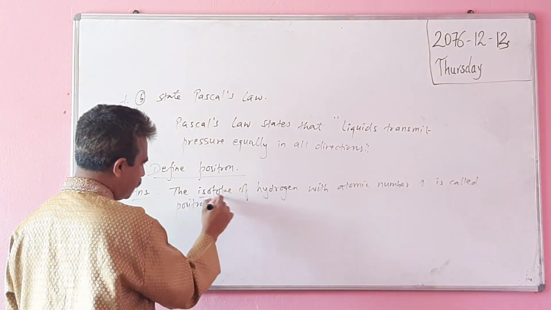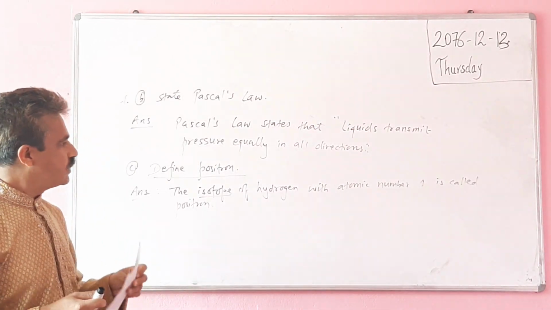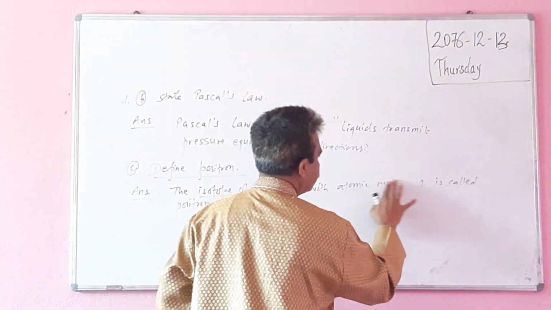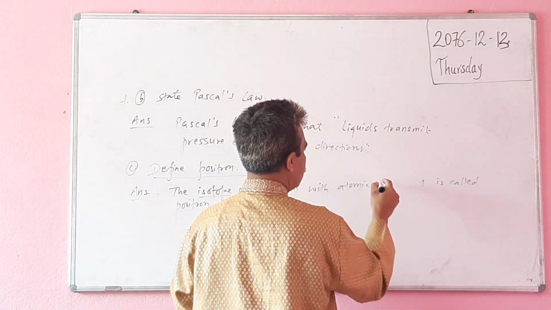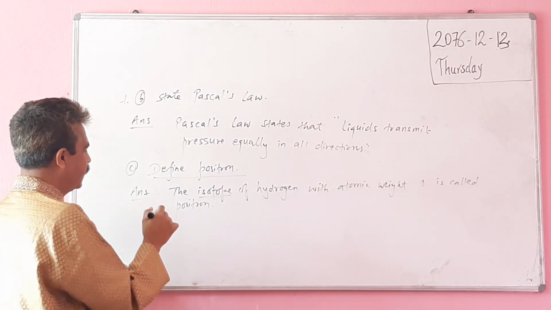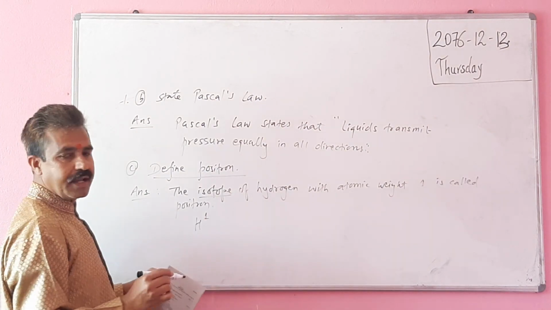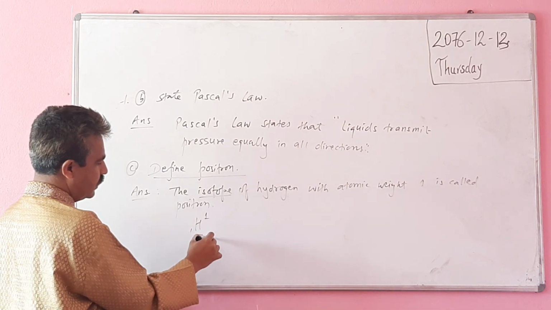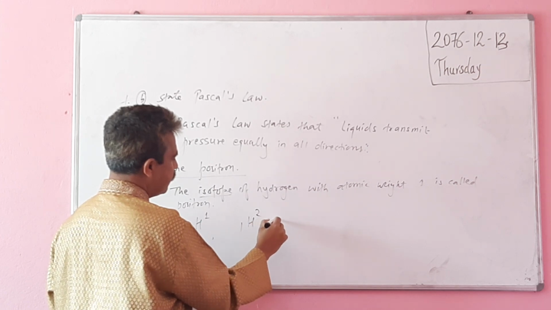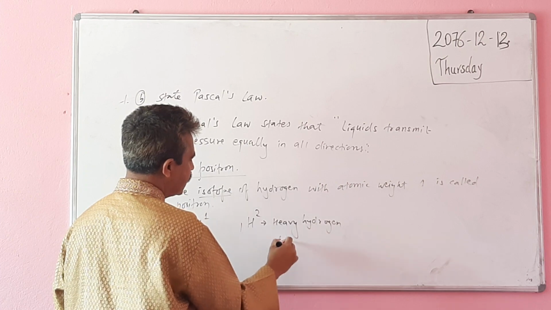What is isotope? Isotope means atoms of same element with different atomic weight. The isotope of hydrogen with atomic weight we can write, not number, because the atomic number of hydrogen is 1 only, right? What is the symbol for positron? Symbol for positron is H1, simply we can write 1H1. But if it is written 1H2, it is heavy hydrogen or deuterium.